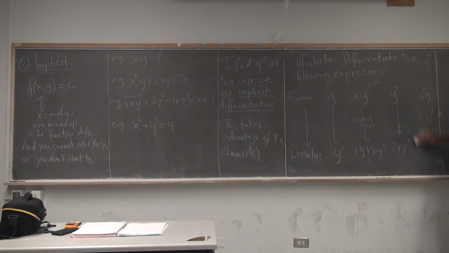What about this one? What's the half? Right, you think of this as y to the 1/2. So do the power rule. So it's 1/2 y to the minus 1/2. And you multiply by y prime.